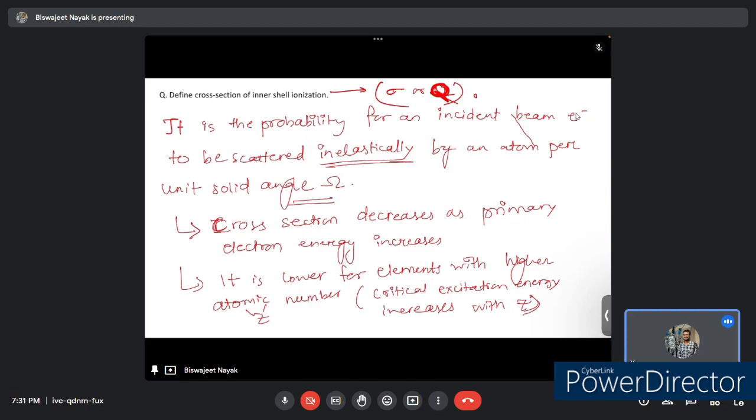Now, what is X-ray range? It's basically the depth of X-ray production within the interaction volume, which we already read while reading SEM.